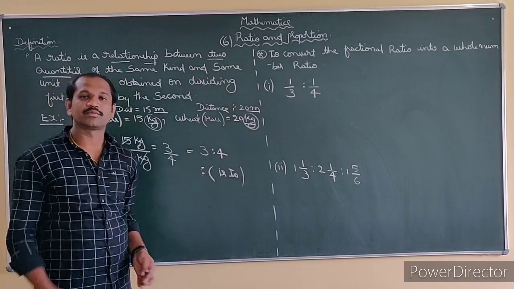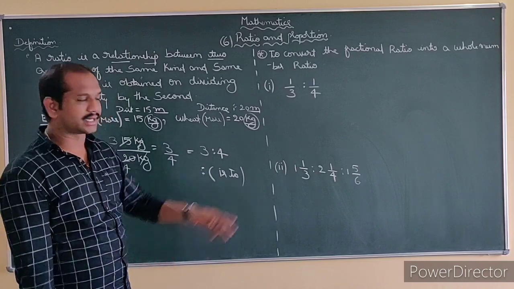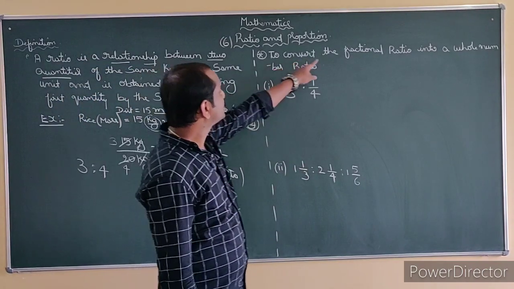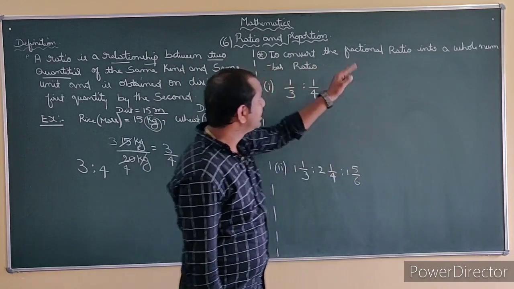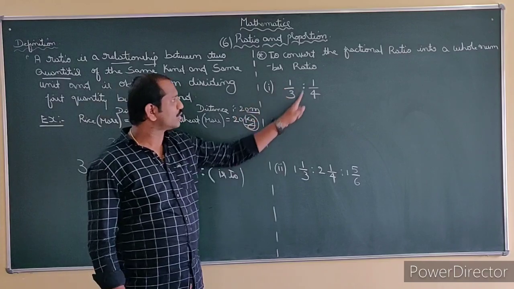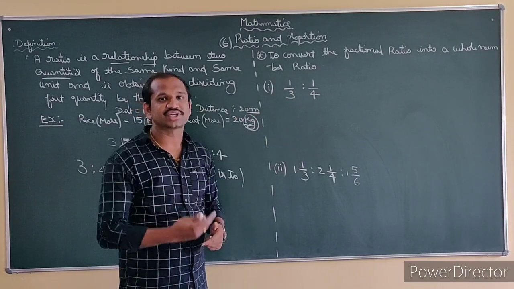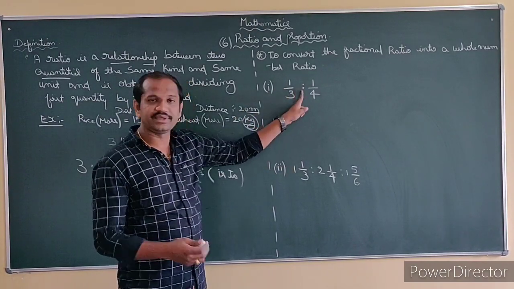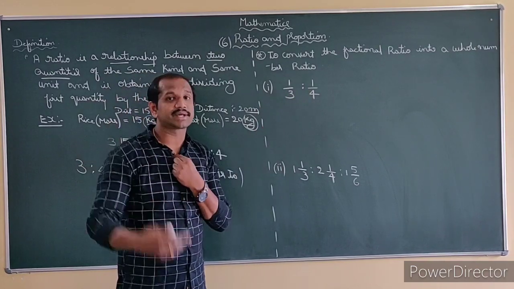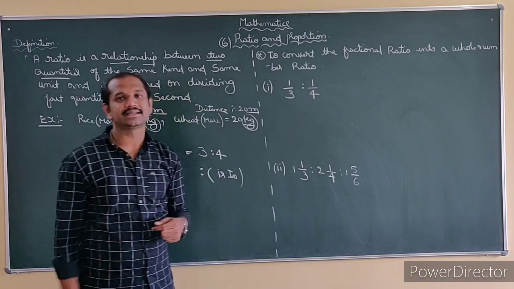So when we are solving the problems, we will be knowing it better. Now we will go on further to the problem session. To convert a fractional ratio into a whole number ratio, this is what we are studying. Look at here, how can you look into it? Fraction ratio. If it is there, it means it is a ratio. Now I want to convert to whole number ratio. What is a whole number? It's a single number.